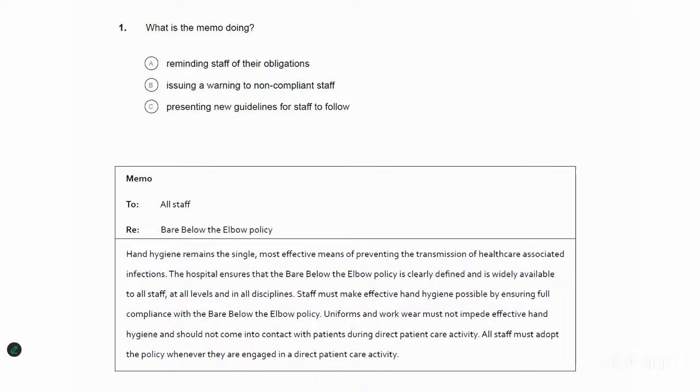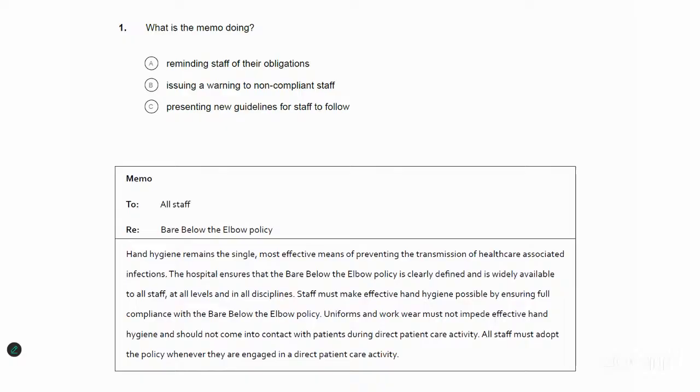Now let us analyze step by step. Trainer-led analysis. I'm the trainer, Grandmaster, and this is Grandmaster class. Step by step trainer-led analysis. The first step is to identify the question type. What is the question type? It is asking, what is the memo doing? That means this is asking the writer's purpose.